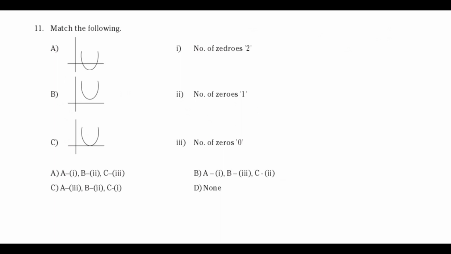Match the following. So option A here, it is intersecting at 2 different points, right? This one is not intersecting, so 0. This one touching at only 1 point, so 1. So A1, B3, C2. Option B is the right answer for this question also.